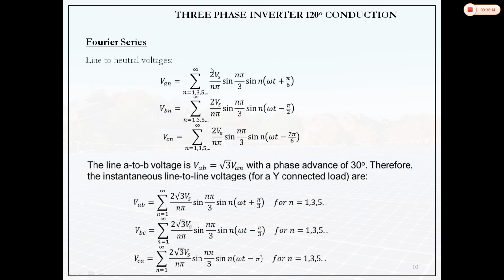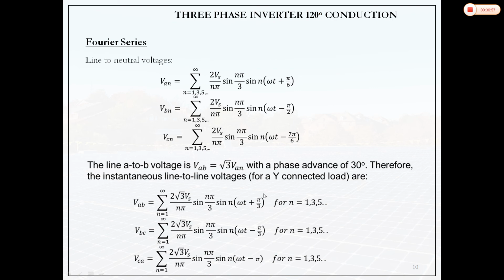Once you know the phase voltages, you can find what the line voltages will be. For line voltages in star connection, you have to multiply the magnitude by root 3, and the phase will advance by pi by 6, that is plus 30 degree shifting. Multiplying this by root 3, we get 2 root 3 Vs upon n pi sin n pi by 3 sin n omega t plus pi by 6 here. Now if you add pi by 6 to this, 30 plus 30 becomes 60, that means pi by 3.